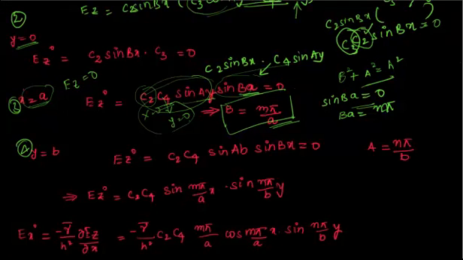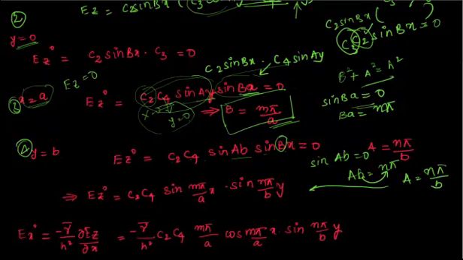That is, Ez is equal to C2 C4 sin AB sin Bx. Already we have evaluated B. Now in a similar way, sin AB equal to 0, so AB equal to n pi. So this B will be brought up here, A is equal to n pi by B. You are substituting these here and you get this relation.